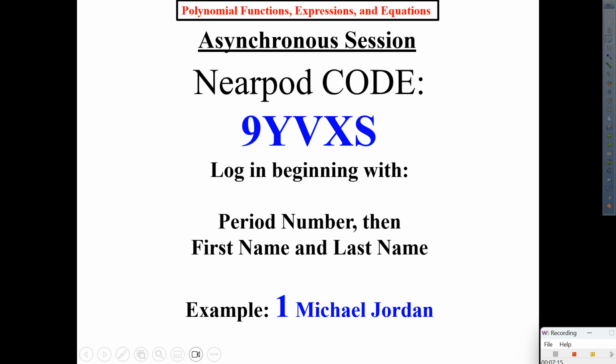Code for tonight, 9YVXS. 9YVXS. 9YVXS. And once again, please, pretty please, be doing your practice. Please, with a cherry on top. My goodness. Guys, I don't know how else to say it. Help me help you.